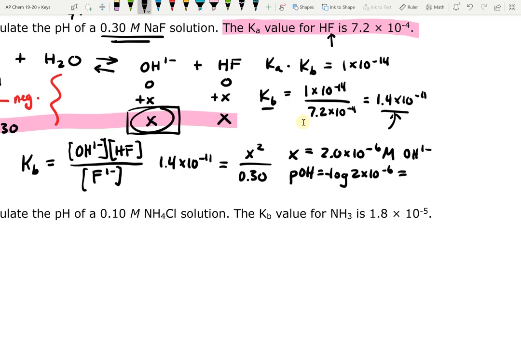And if I do that, my pOH will be 5.69. Now that's not pH, remember. pH will be 14 minus that 5.69. And that's going to give me a pH of 8.31, and that's the answer that we're looking for in this problem.